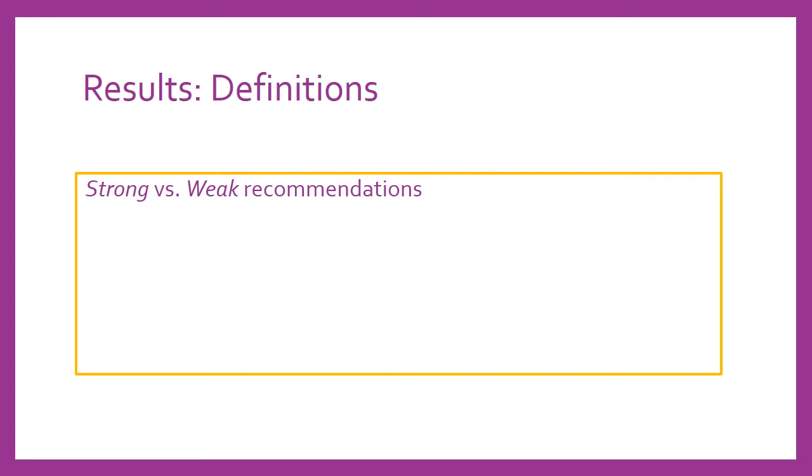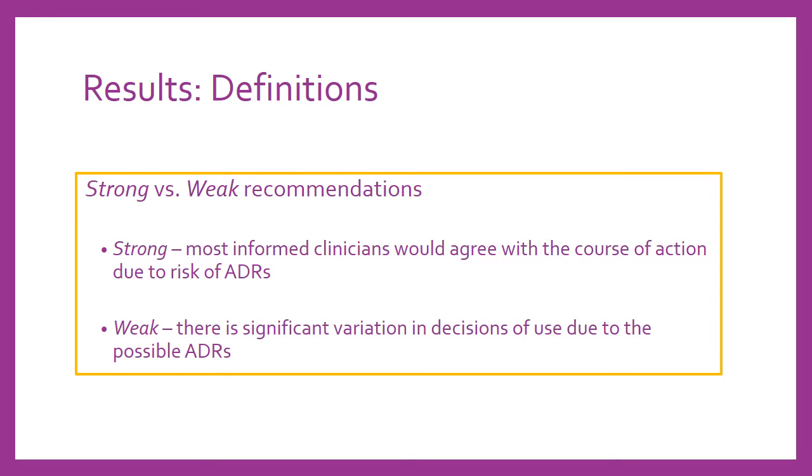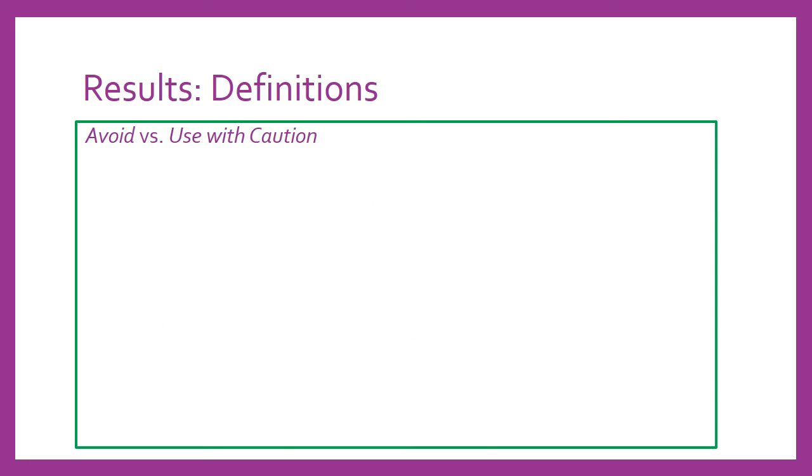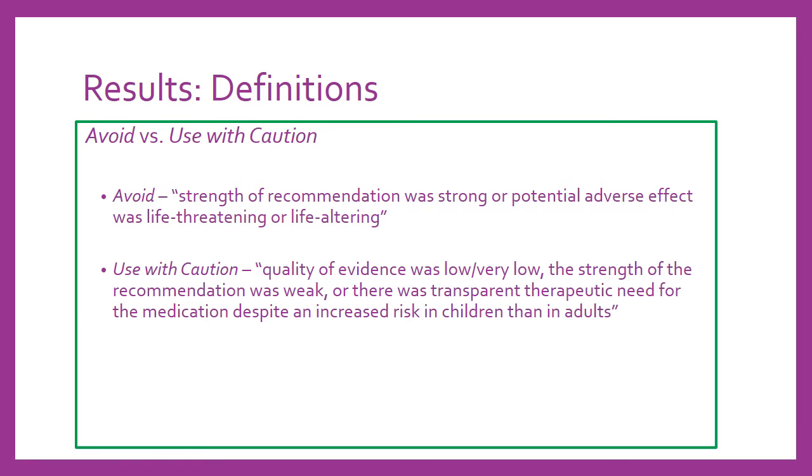Moving on to the strength of the recommendation. A strong recommendation means most clinicians would agree, while weak recommendations indicate more variation among clinical decision making. With weak recommendations, clinicians should look at the patient and situation and combine this with their values to make the best choice. Lastly, the types of recommendations themselves. Avoid classifications mean most clinicians would agree to avoid due to the risk of adverse drug reaction. Meanwhile, use with caution means the recommendation may have weaker backing, or sometimes the need may outweigh the risk.